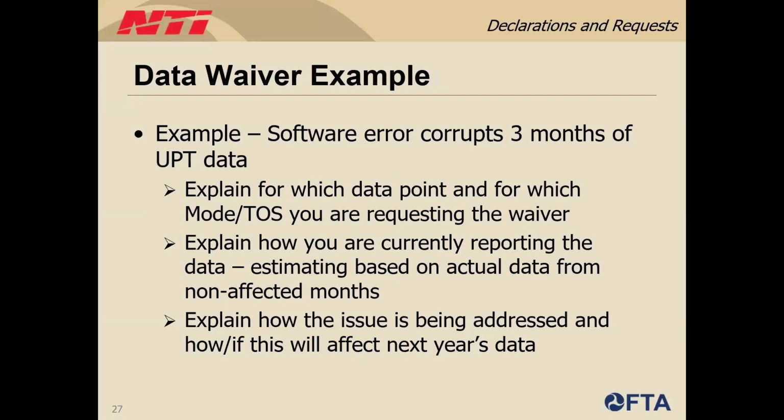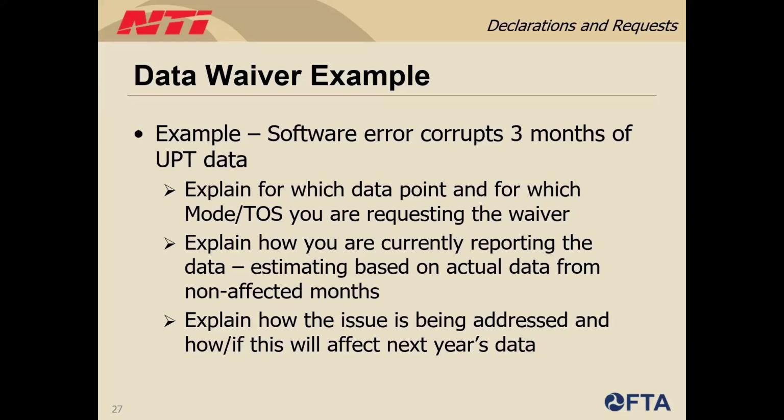So for example, let's say that there was a problem with your data collection software that corrupted 3 months of your unlinked passenger trip data. You know that the data recorded for those 3 months is incorrect, but you have no way of determining what the correct data should be. In this case, you would request a waiver for UPT. Again, if you have an issue and you're unsure of which data points are affected, please let your analyst know and we're happy to review that with you.